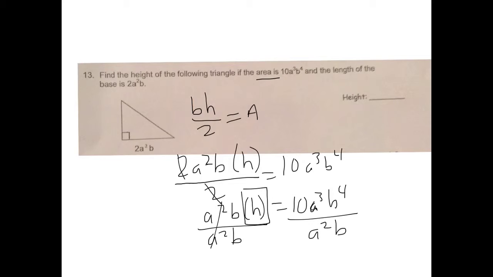Here they cancel, leaving me with the h. Over here, there's 1 that goes with the 10. And then it's just subtraction. This 2 cancels into here. So 2 minus 3. So this is going to be 10 on top. 3 minus 2 is a^1. Here this is b^1. b^1 cancels into there. 4 minus 1 is b^3. And so there is your answer.